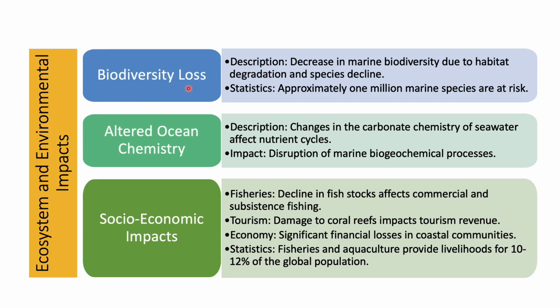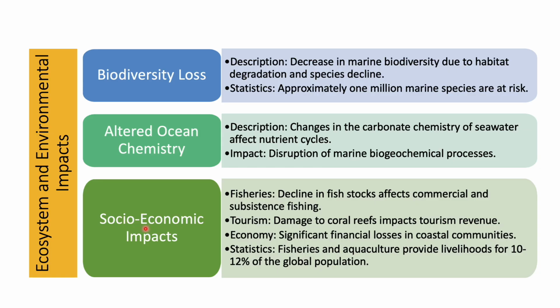One is biodiversity loss, another is altered ocean chemistry, and socioeconomic impacts are the major things happening. In the case of biodiversity loss, we can say there is a decrease in marine biodiversity due to habitat degradation and species decline. And what is the change in ocean chemistry? Changes in the carbonate chemistry of seawater affect the nutrient cycle. These are all the various reactions we will be looking at soon.